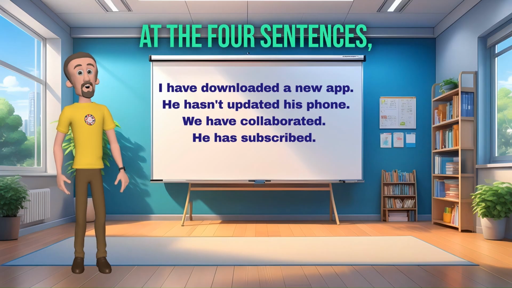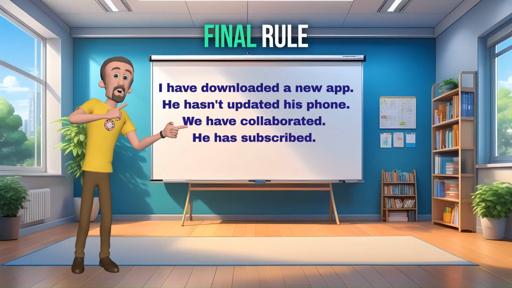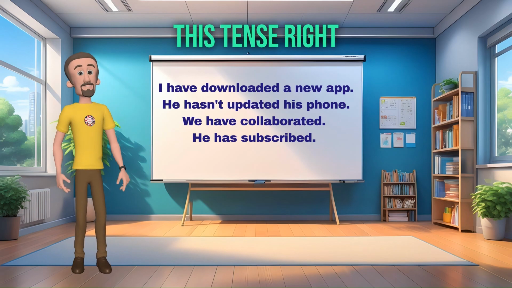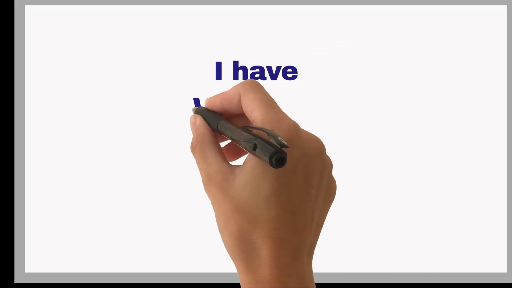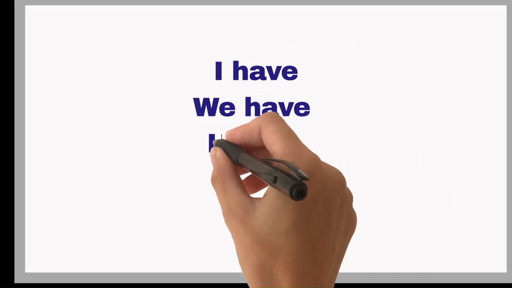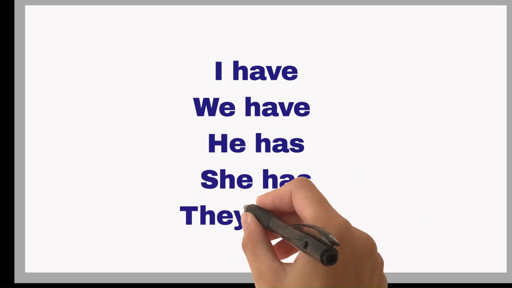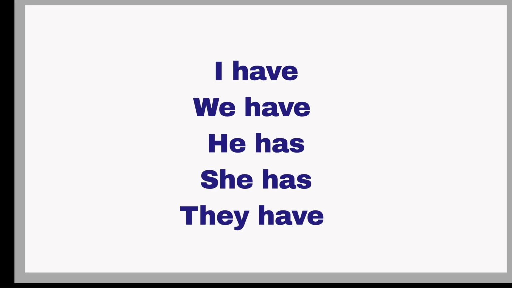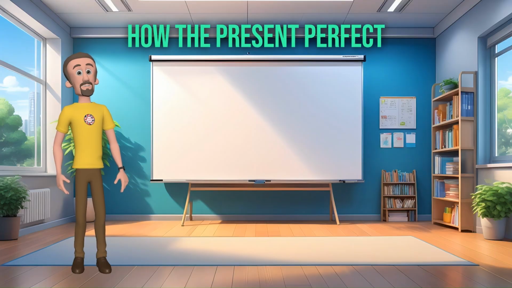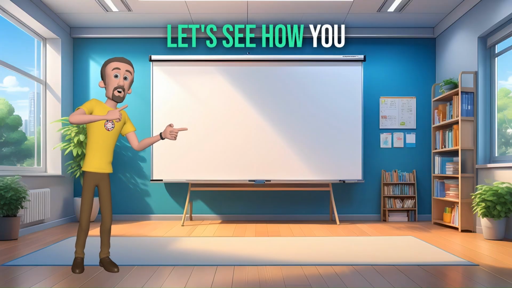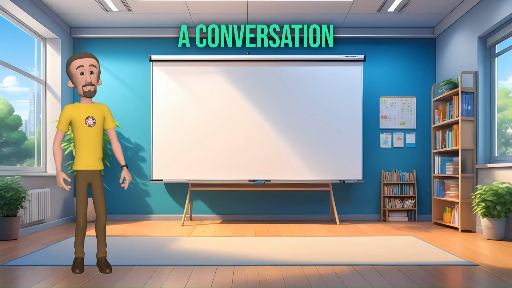Now, if we look at the 4 sentences, we can see the final rule we need to get this tense right. The sentences begin, I have, and we have, but he has. We would also say she has, but they is always followed by have. So now we know how the present perfect tense works. Let's see how you can use it in a conversation.